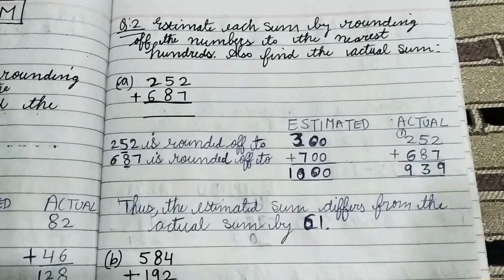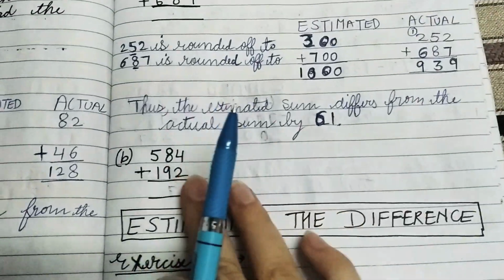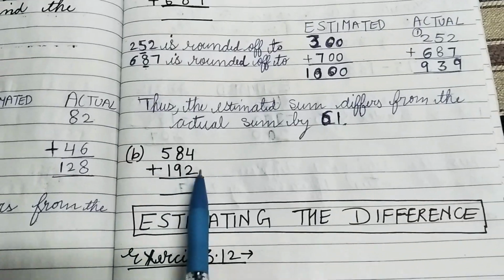Okay. So this is how you will perform this part. Now B part you will try on your own. That is 584 plus 192.